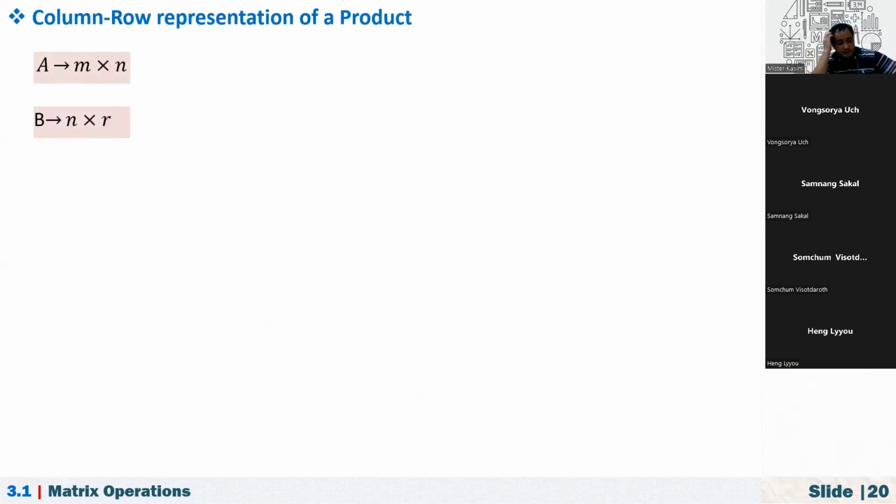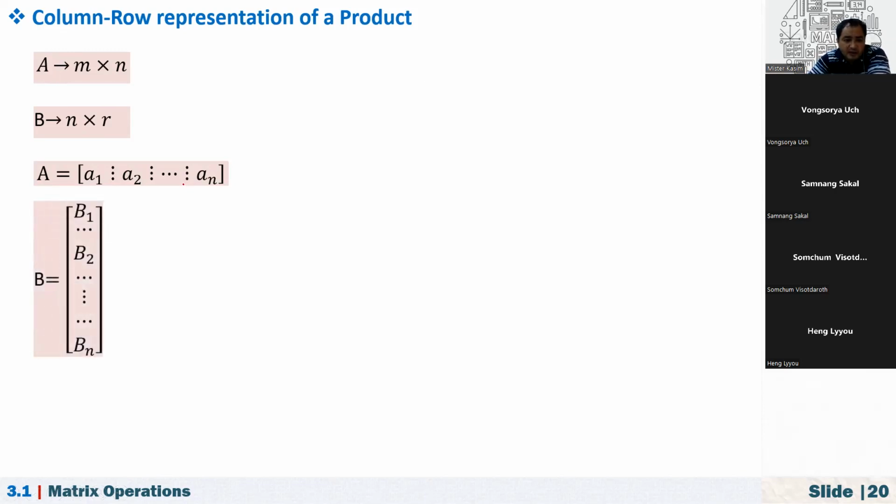Next, okay, we covered the row matrix representation. Now, how about the column-row representation of a matrix? As the name suggests, column. So we have to partition the columns of A as A1, A2, ..., AN. These are the columns of A. And let's also partition the rows of B as B1, B2, ..., BN.